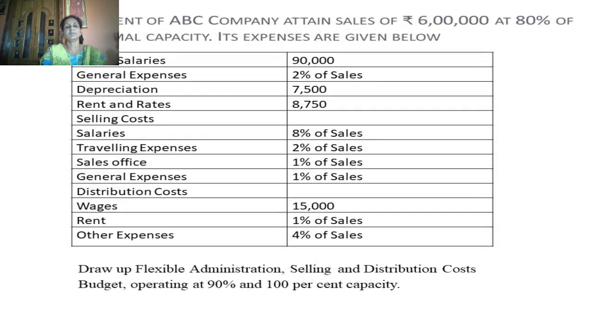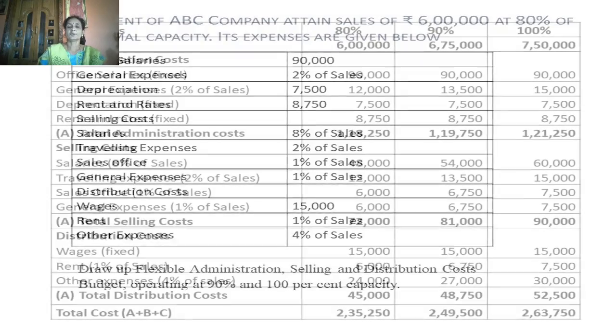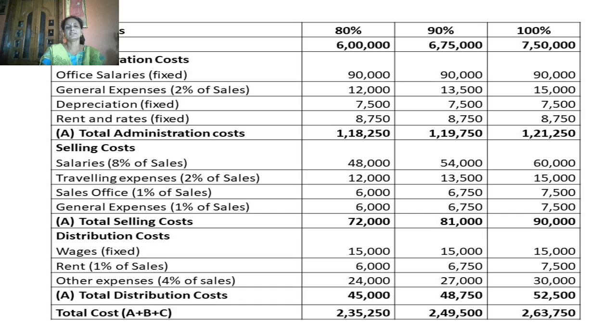Next problem also is similar, but here they have given the expenses based on sales. That is the slight difference between these two problems. Here they have given at 80% level of capacity. The expenses are given here. General expenses, salaries, depreciation. Salaries, again selling cost salaries is 8% of sales, traveling expenses 2% of sales. This is the information what has been given. Sales also is 6 lakhs. So based on that you can calculate for 90% and 100%. We'll work out the problem here. Here also they have not asked you per unit cost.